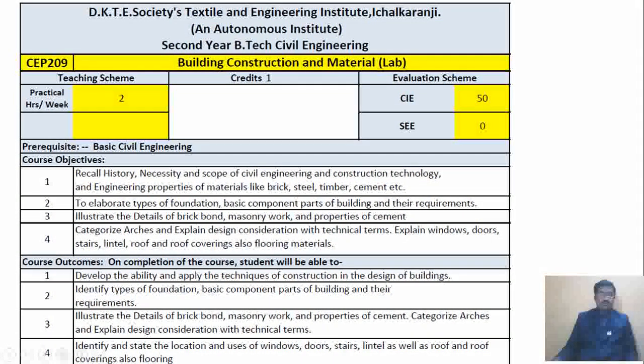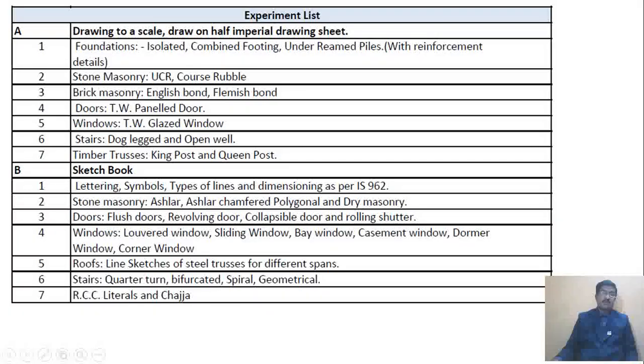What are the course outcomes? At the end of the course, the students can develop the ability to apply the techniques in the construction and design of buildings, identify the types of foundation, basic components or parts of the building and their requirements, illustrate the details of brick bond, masonry work, properties of cement, categorize the arches and explain the design considerations in technical terms, identify and state the location and uses of windows, doors, stairs, as well as roof and roof coverings and flooring.